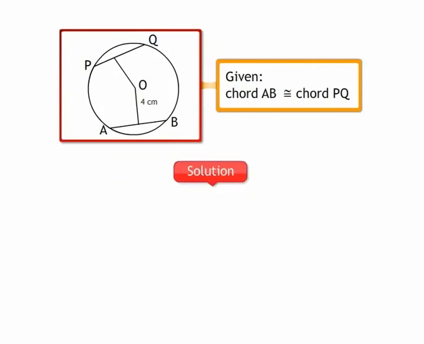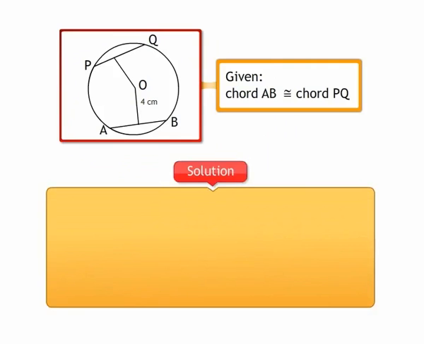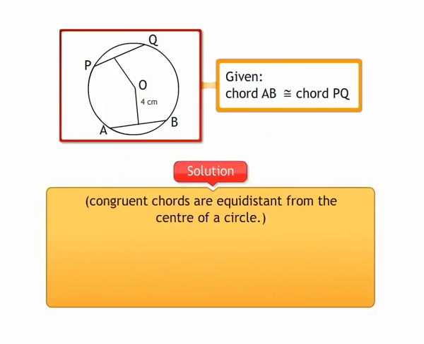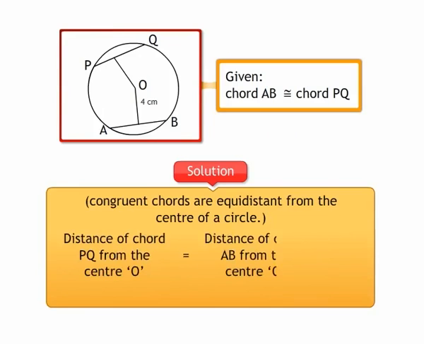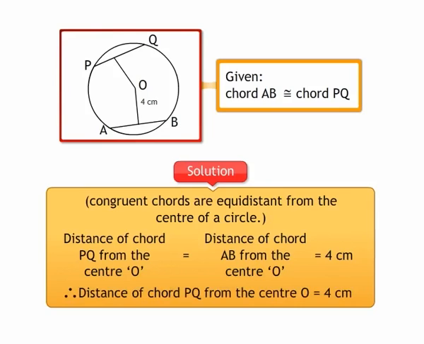Solution. We have learnt earlier in the property of chords that congruent chords are equidistant, that is, at equal distance from the center of the circle. Therefore, the distance of chord PQ from the center O will be the same as the distance of chord AB from the center O, which is equal to 4 cm. Therefore, the distance of chord PQ from the center O is equal to 4 cm. Students, always remember to mention the property that has been used to solve the problem.